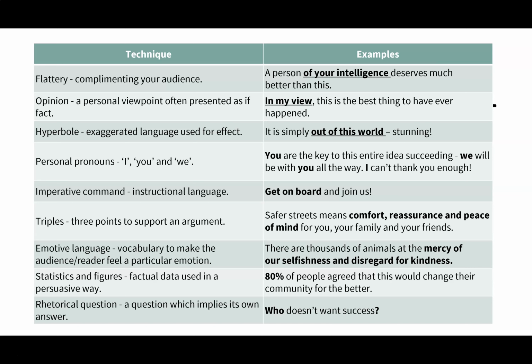You can use an imperative, so really trying to get people to buy in, or to do a particular thing, so get on board or get out there and protest and things like that. Also, things in writing often come in threes, so you might give three points to support and list those. You can use emotive language. Statistics work really well, and so you can put some numbers in there. And also, as we just saw, rhetorical questions work very well.